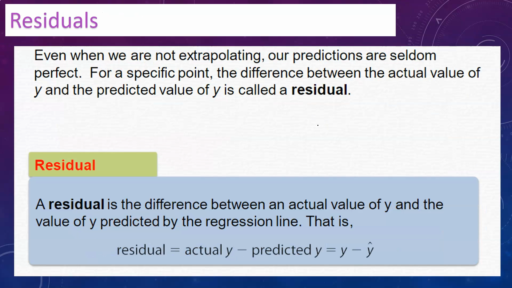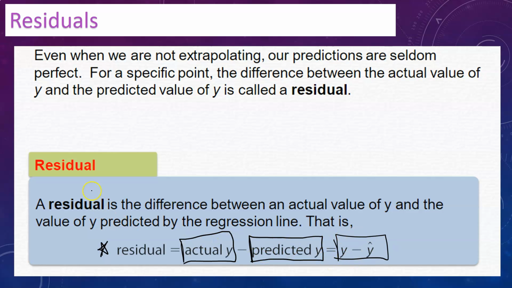Even when we are not extrapolating, our predictions are seldom perfect. For a specific point, the difference between the actual value of y and the predicted value of y is called a residual. So here's our formula for the residual. The actual value of y that we saw for an actual truck in this case, minus the predicted value of y, that's like what we used when we got our equation, is y minus y hat. Make sure you've written this definition down before you move on.